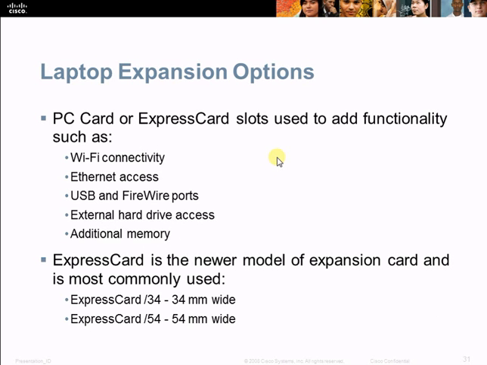We can use certain devices to expand our laptops. Because laptops are usually limited by what they were shipped with, we're able to do some upgrading with a PC card or ExpressCard, and this can be done via Wi-Fi connectivity, Ethernet access, USB and FireWire ports, and external hard drive access and additional memory. In the newer models, the expansion card can be an Express/34 or Express/54.